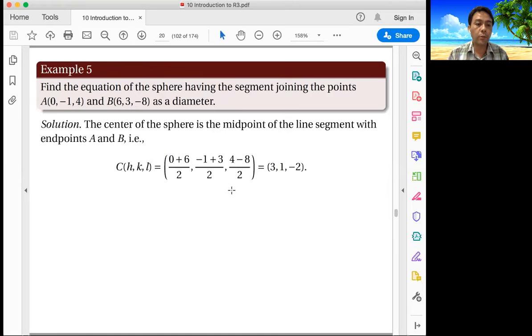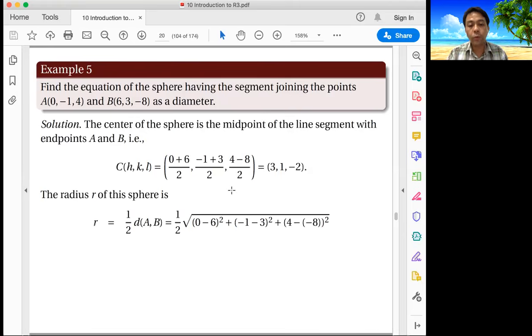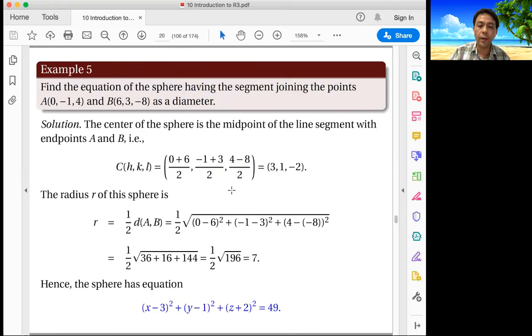by 0 plus 6 over 2, negative 1 plus 3 over 2, 4 plus negative 8 over 2 equals 3, 1, negative 2. And the radius is half the length of the diameter, or that is half the distance of A and B, which is given by this expression, which is 1/2 the square root of 196, which is 1/2 times 14 equals 7. So the equation of the sphere is x minus 3 quantity squared, y minus 1 quantity squared, plus z plus 2 quantity squared equals 7 squared, 49. Okay?